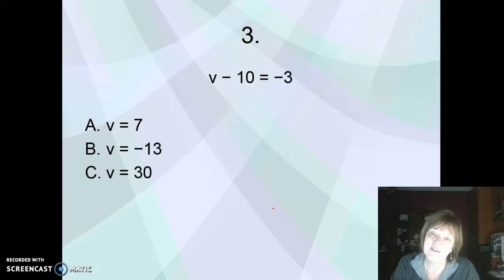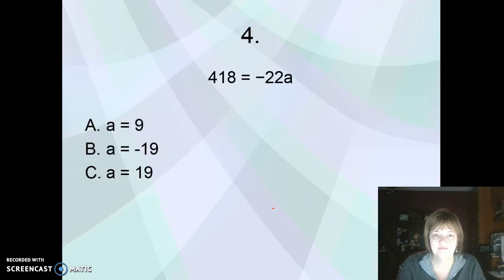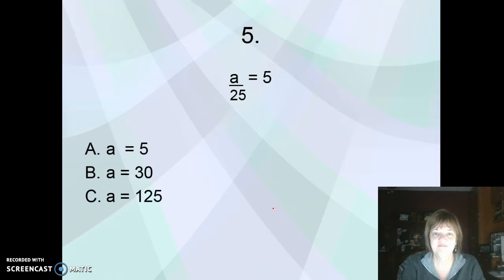Now it's your turn. Show me what you know. All right, I'll bet you know this one too. Okay, don't be fooled. What's it doing? Do the opposite, both sides.